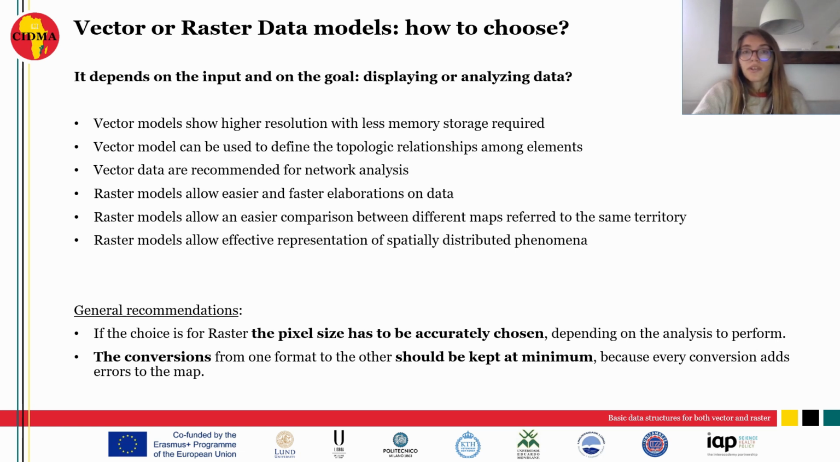For example, rasters can be generally better to show spatially distributed phenomena, while vector could be better for network analysis. Or I could also consider that for the same accuracy, vectors can require less storage than rasters. However, rasters, for example with the raster calculator, could allow faster elaborations on data. With vectors, then, I could look at spatial relationships, thus at topology, while with rasters, I could easily compare different characteristics stored in different maps of the same areas.